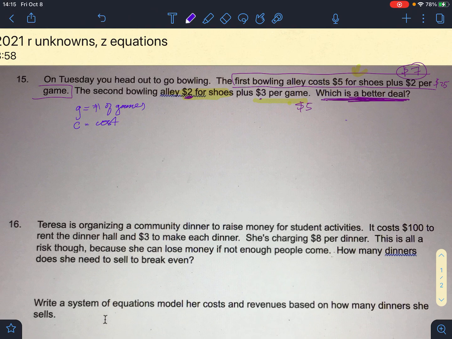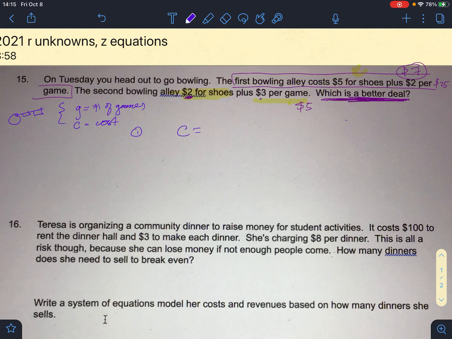Now, note, I always encourage you guys to start word problems with a key, meaning we have to know what our variables represent. My next tip is one sentence at a time. First bowling alley, let's concern ourselves with this only. The cost of the first bowling alley, so I'll start with C, equation 1. C, the cost of the first bowling alley, is $5 per shoe plus $2 per game.